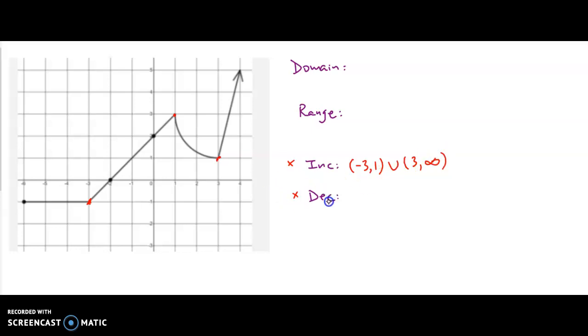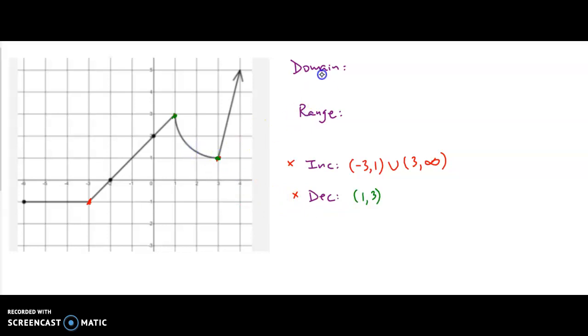Okay. For decreasing, you can tell that it's decreasing from, and I'll make it green here, from this y value of 3 down to this y value of 1, but it's happening at the x values of 1 to 3, right? So it's decreasing from 1 to 3. And I think that's the only place where this function is decreasing, okay?